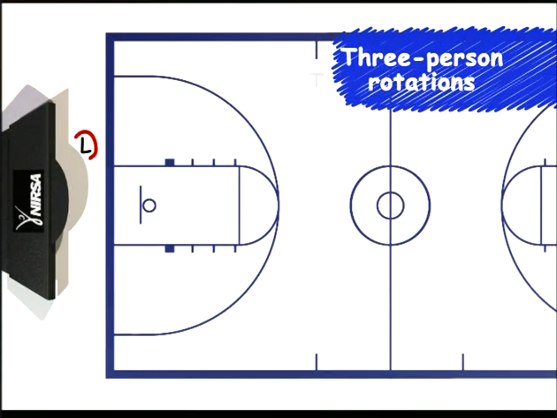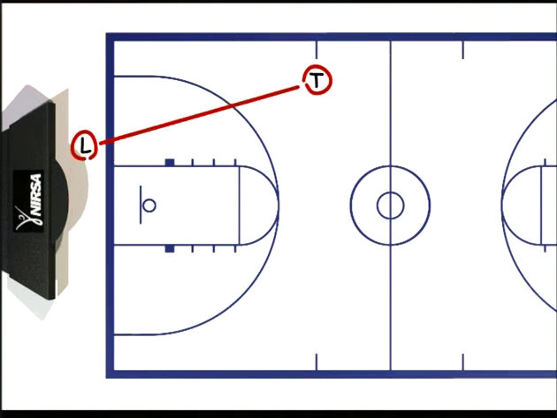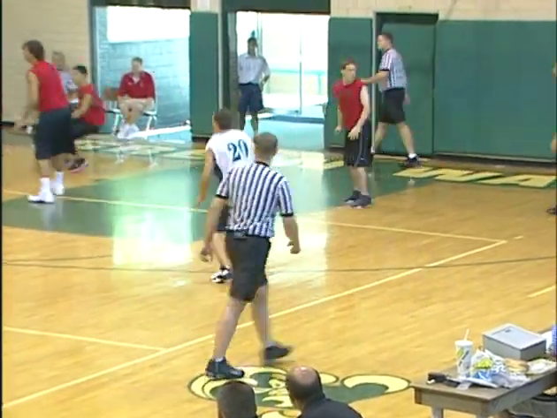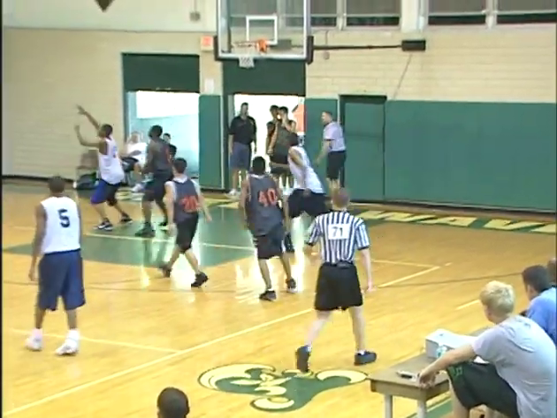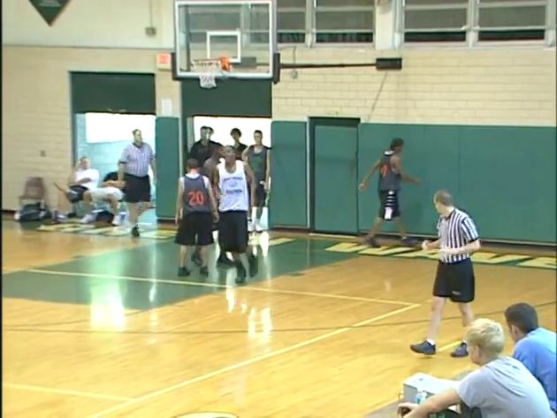Now let's move on to the trail official. During a rotation, the lead and the trail act as if they are on a string. That is to say, when the lead decides to rotate, the trail follows right behind, continuing to watch their area as they move from their old position down to the free throw line extended to become the center official.